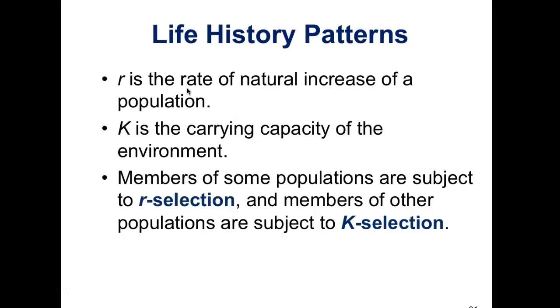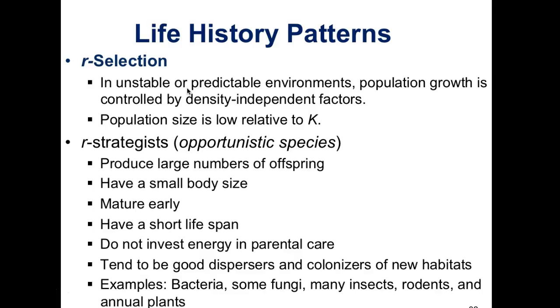So life history patterns that are different. R is the rate of natural increase of a population. That we should know by now. And K is going to represent the carrying capacity of the environment. That you should know by now. So members of some populations are subject to R selection, and members of other populations are subject to K selection. Let's emphasize what these two things are. This is a concept that you should be familiar with by the end of this lecture.